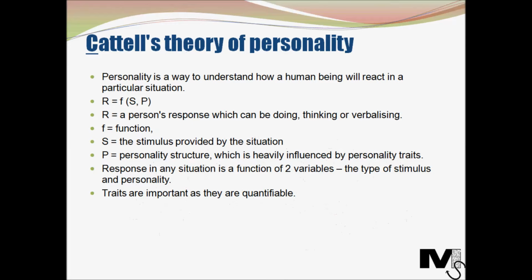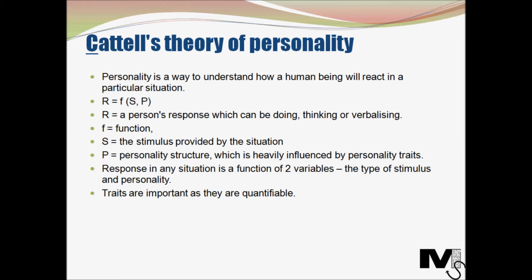Now, Raymond Cattell referred to personality as a way to understand how a human being will react in a particular situation. He came up with a specific formula to predict a person's behavior, and that formula is as follows. So R is a function of S and P. Now here, R is a person's response, which can be doing, thinking, or just verbalizing. F is a function. S is the stimulus provided by the situation at hand, and P refers to the person's personality structure, which is heavily influenced by personality traits.